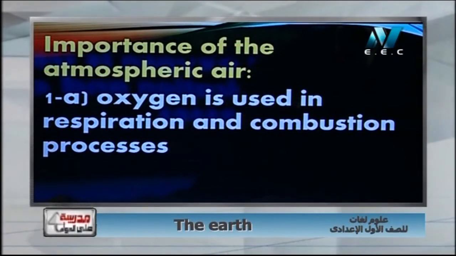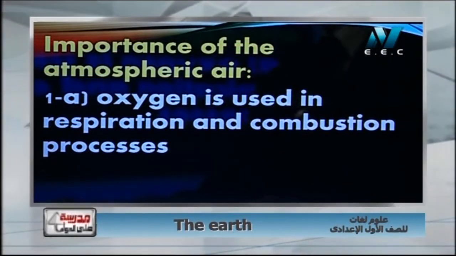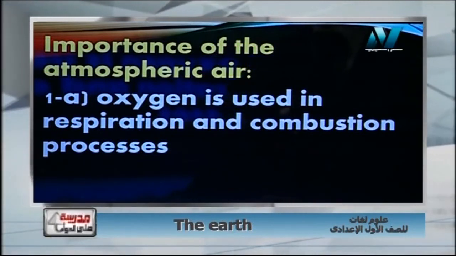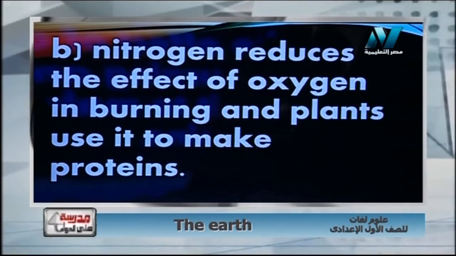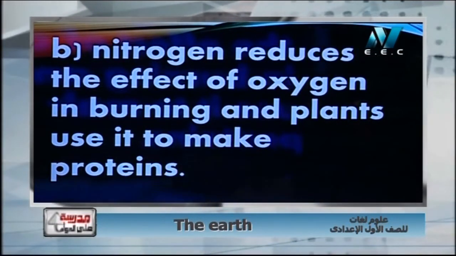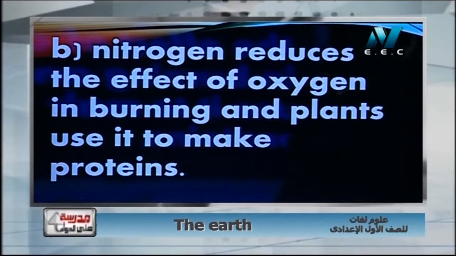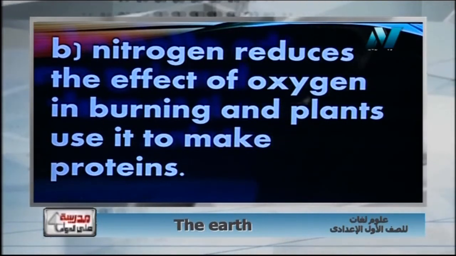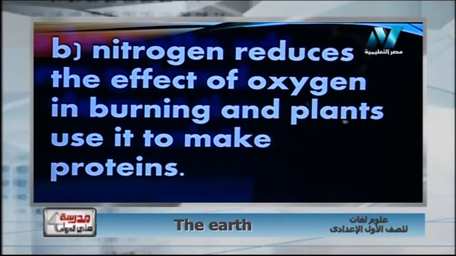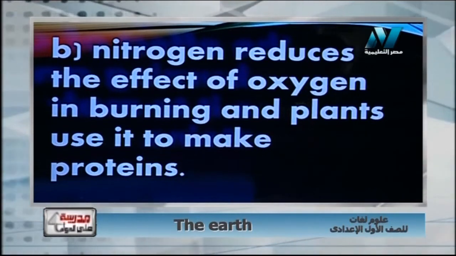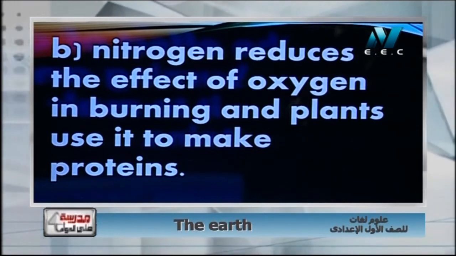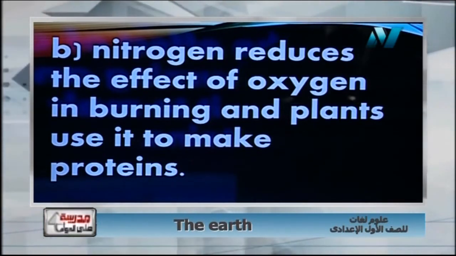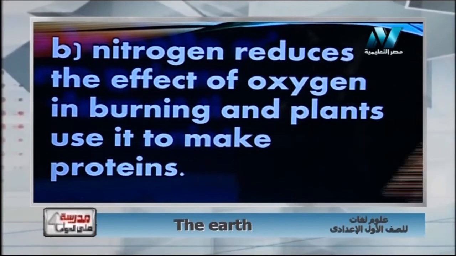Okay. Number one, oxygen is used in respiration and combustion processes. Combustion here means or equals burning process. Nitrogen decreases the effect of oxygen gas in burning. Reduces here means decreases. And plants use nitrogen to make proteins. Plants need starch and nitrogen to make their needed protein, as we studied in previous years.